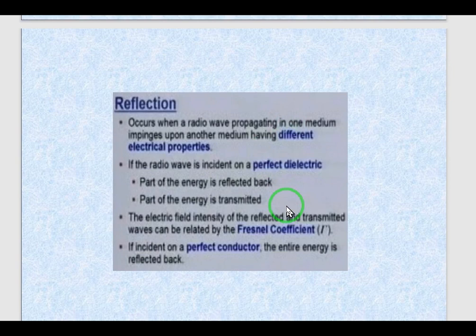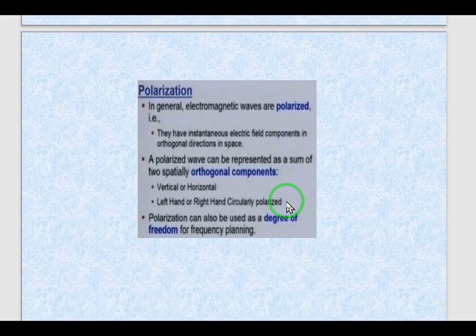This is defined as the reflection. Polarization has been defined many times in this course. I repeat it again: polarization is basically the orientation of the electric field. As we know, the electromagnetic wave has both fields, electric field and magnetic field. The direction of the electric field defines the polarization. There are many types of polarization: vertical, horizontal, elliptical, circular, which I discussed previously.